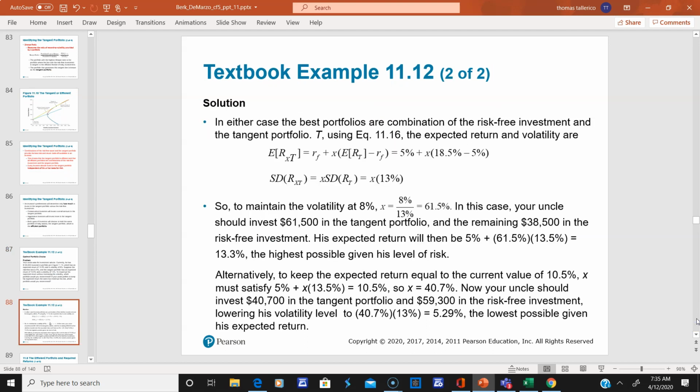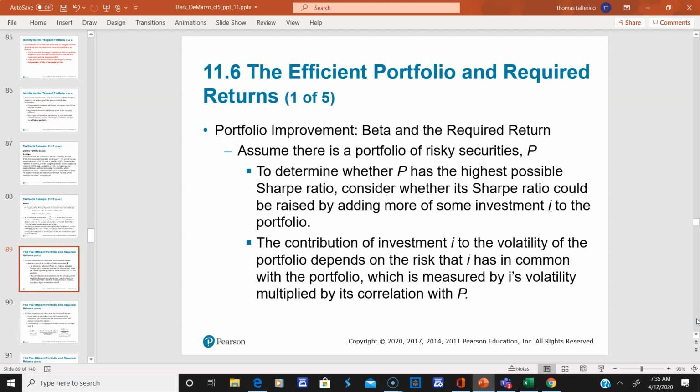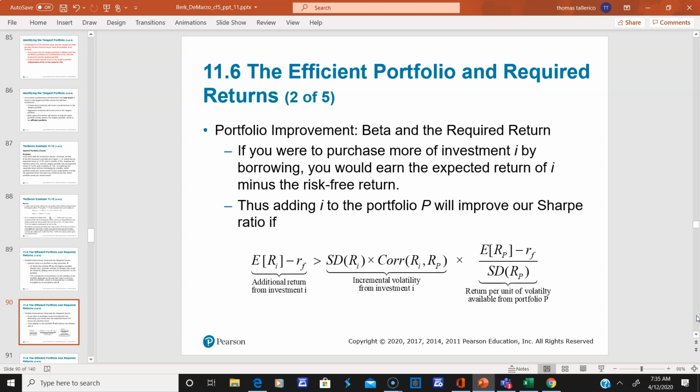I want to shoot ahead to beta here. I'm going to jump ahead a little bit. I want to talk about beta and your required return. We're going to talk about ultimately the capital asset pricing model.